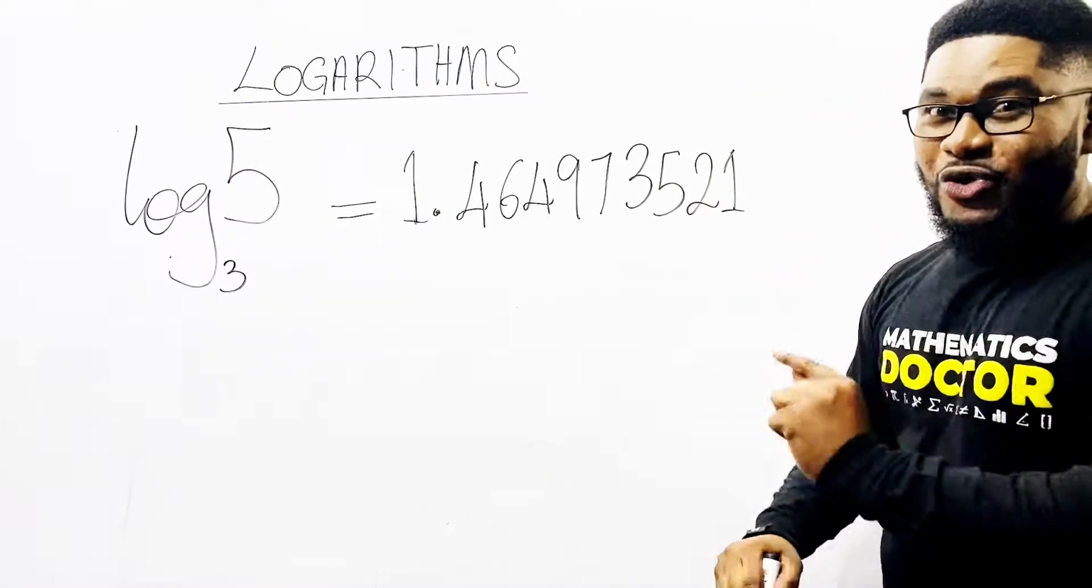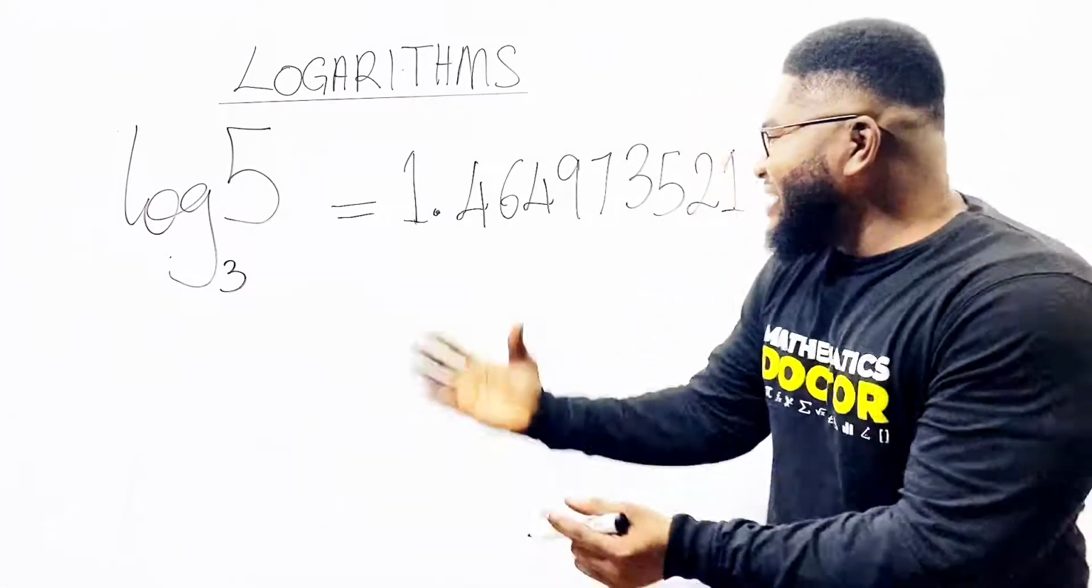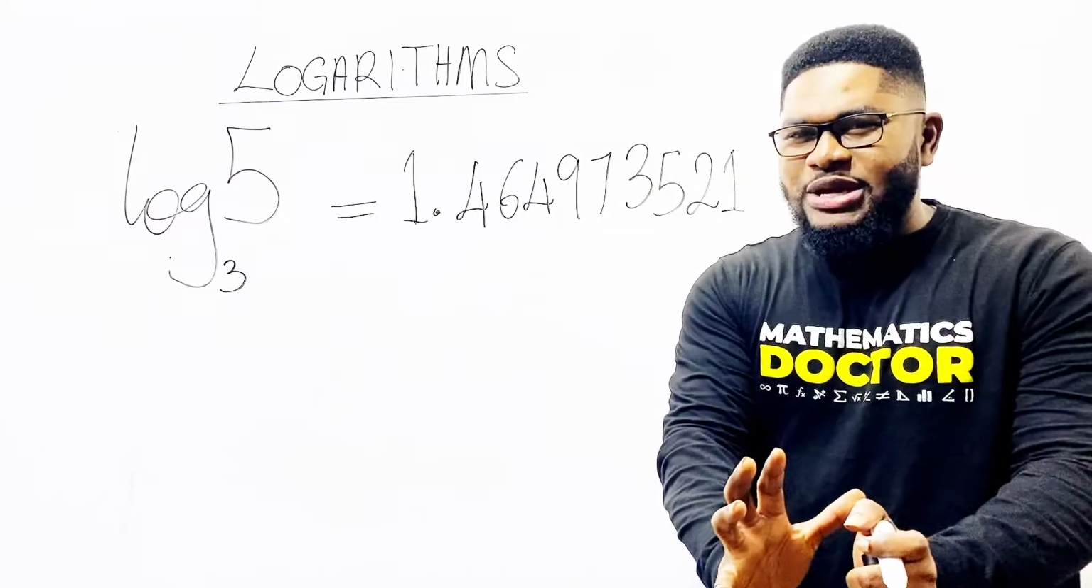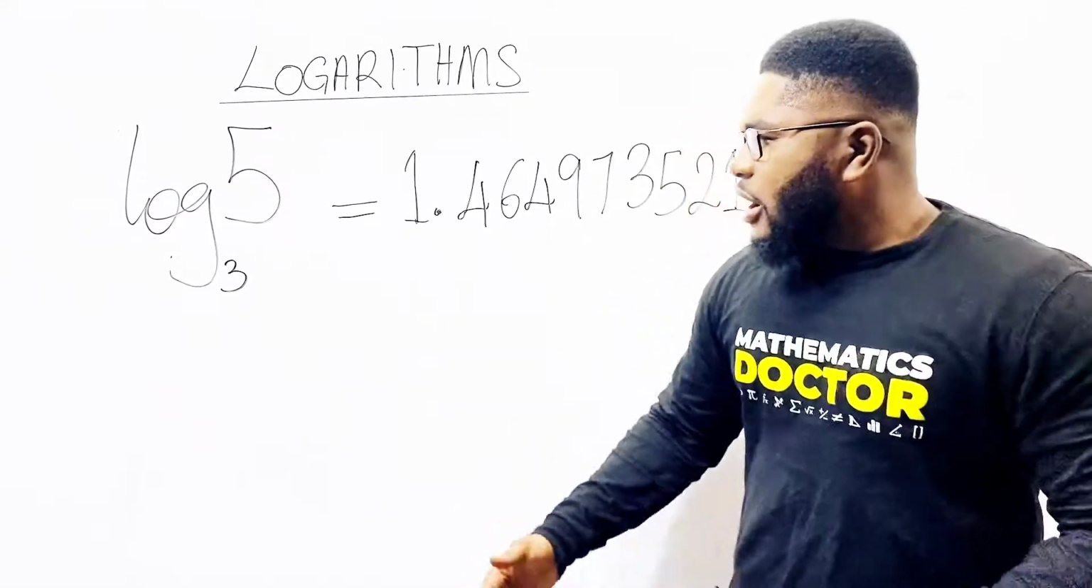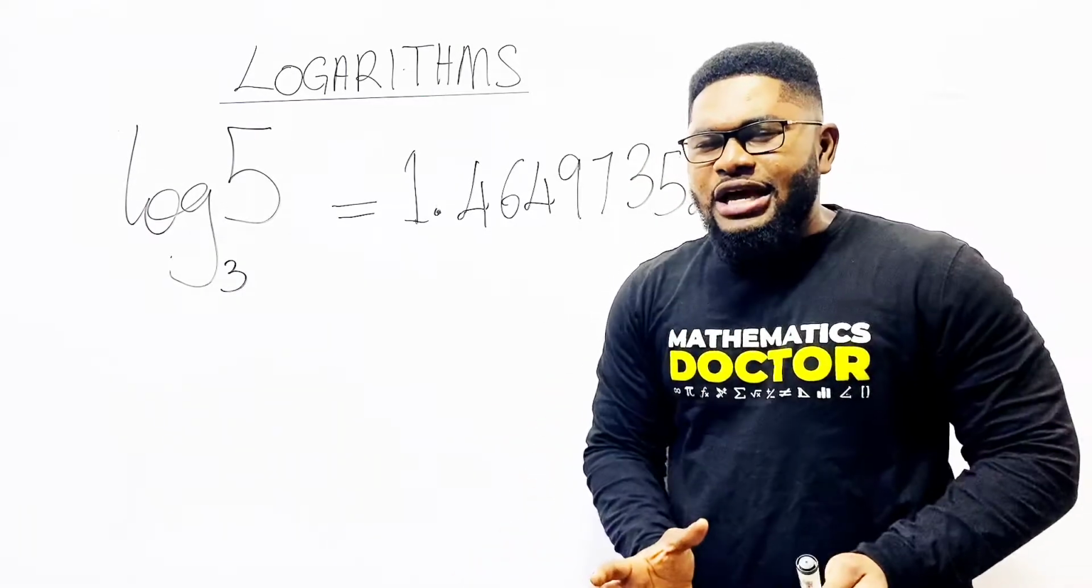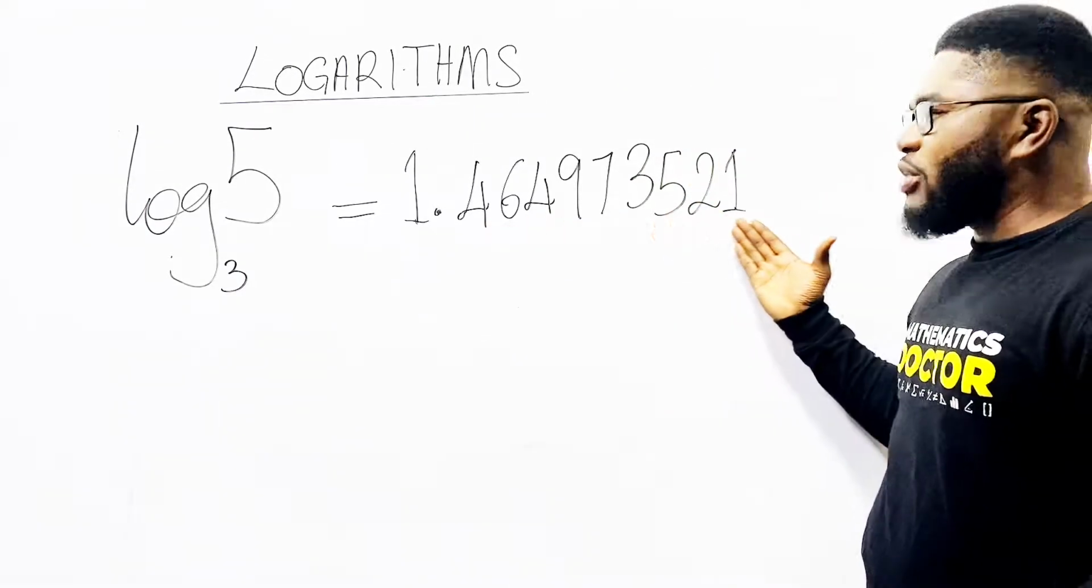1.464973521. It is very long, right? Don't worry. I just put it down to exhibit the answer to you. You can approximate this, but that is not important for now. Let us see. Take a scientific calculator, put in log 5 base 3 and get an answer with your equal sign. You realize that this is what will appear on your screen.